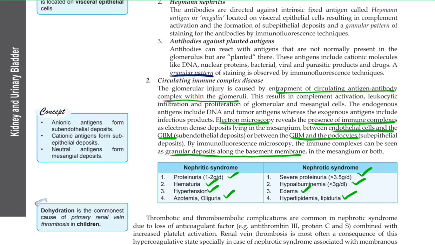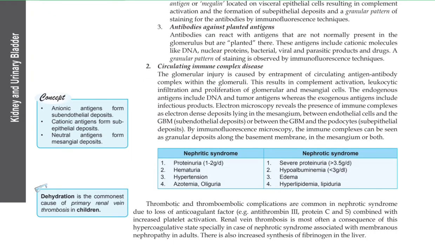Thrombotic and thromboembolic complications are common in nephrotic syndrome. So where are thrombotic and thromboembolic complications common? In nephrotic syndrome, due to loss of anticoagulant factors like antithrombin III, protein C and S, combined with increased platelet activation. Renal vein thrombosis is most often a consequence of this hypercoagulable state, especially in nephrotic syndrome associated with membranous nephropathy in adults. There is also increased synthesis of fibrinogen in the liver.